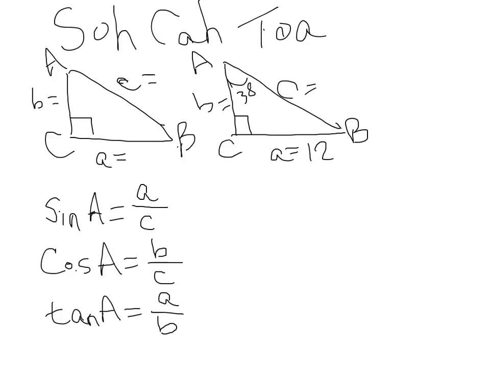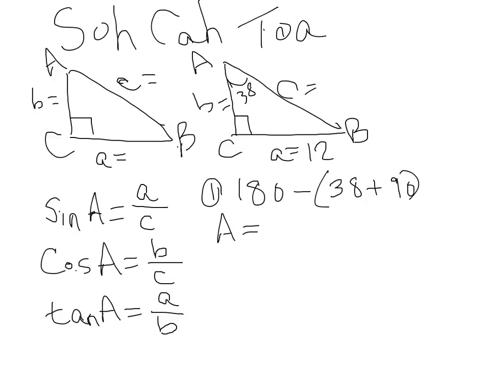So let's solve this. The first thing we want to do is solve for angle B. We should know by now that the internal angles of a triangle equal 180 degrees. We know two of our angles at this point, angle C and angle A. So the first step is to take 180 degrees and subtract from that the sum of the 38 plus the 90 that we know. When we do that, we find that B is equal to 52 degrees. So now we know all three of our angles.